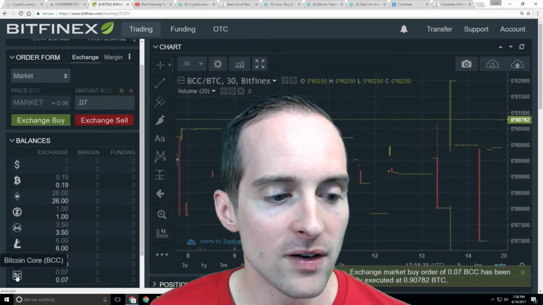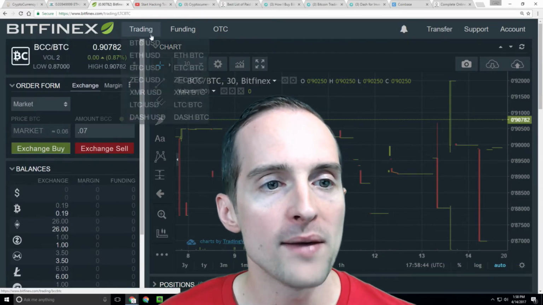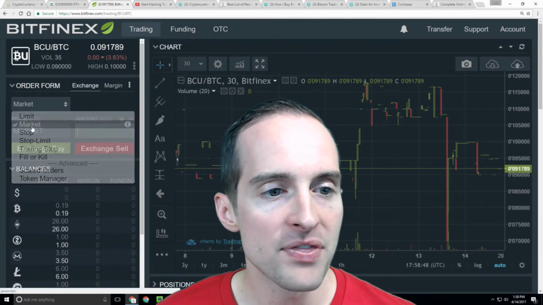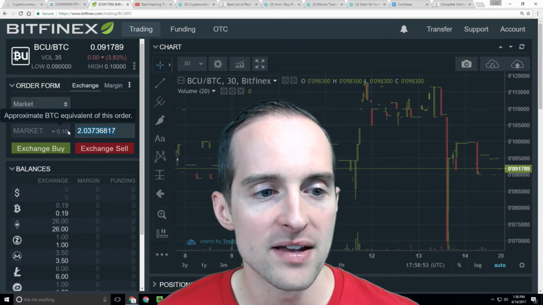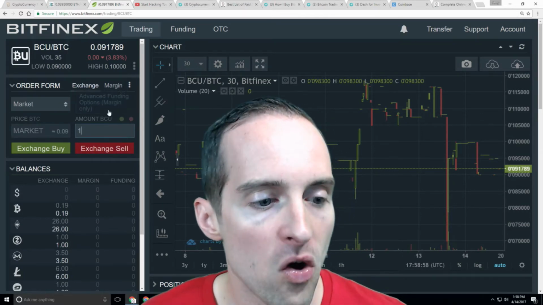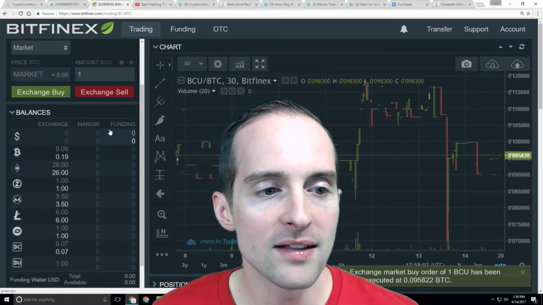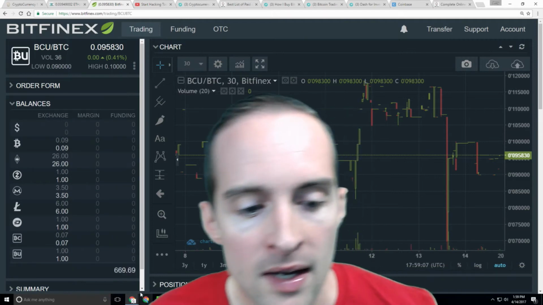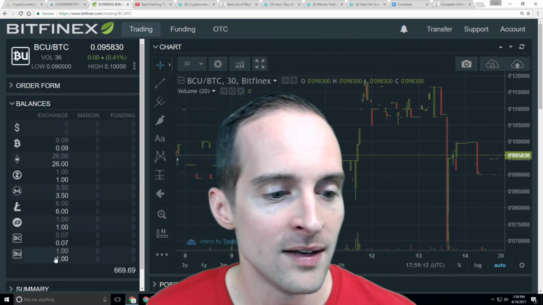Now I have Bitcoin Core, BCC, and then I've still got 0.19 Bitcoin, so I can go over here to buy BTU. Same thing, go over to market, click on the max, and literally I should just need to about half this. So I can put 1 whole 1 on this, and I can exchange buy there. Now I'm finished. I can close the order form and show you my balances. You'll see this cost me about $2 or $3 to buy that, including all the fees and everything there.